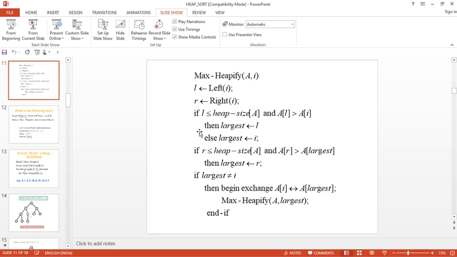Actually, the meaning here is that first you are checking whether your left child is greater than the root node or not. First you check the left child. If the left child is greater than the root node, you say okay, yes, it is greater, so you think the left child is the largest. Fine, that's done. Now you come to the right child.